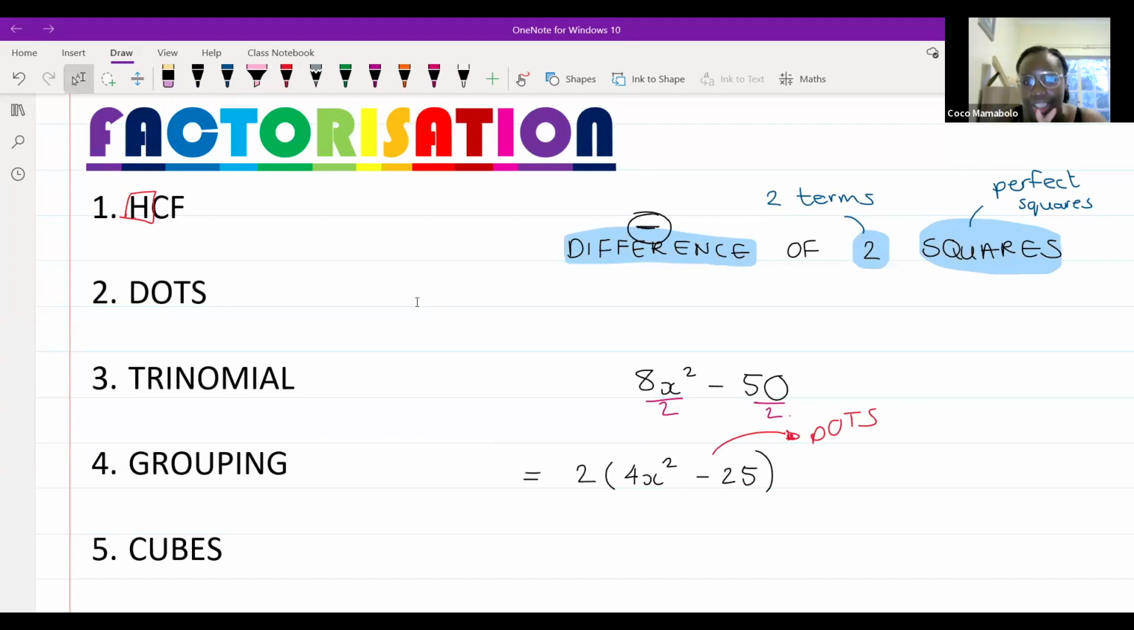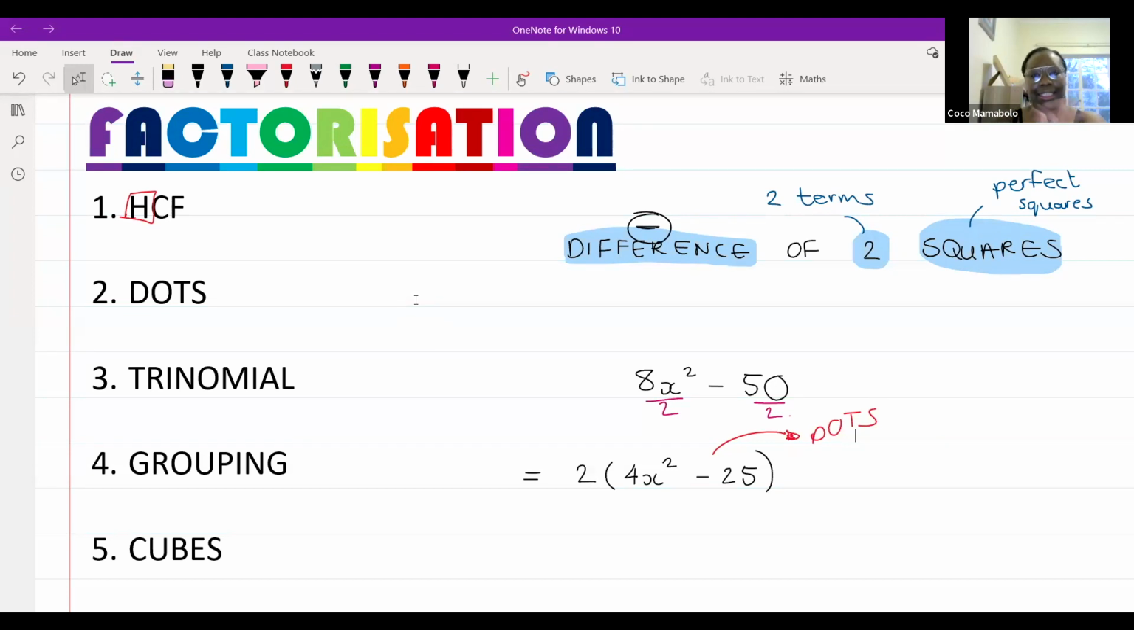I'm always going to try and catch you out, guys. I'm going to ask one last time. What is our default setting? That's it, Abu. That's it, Nonka. Guys, never, ever forget. Our default setting, HCF. We always start there.